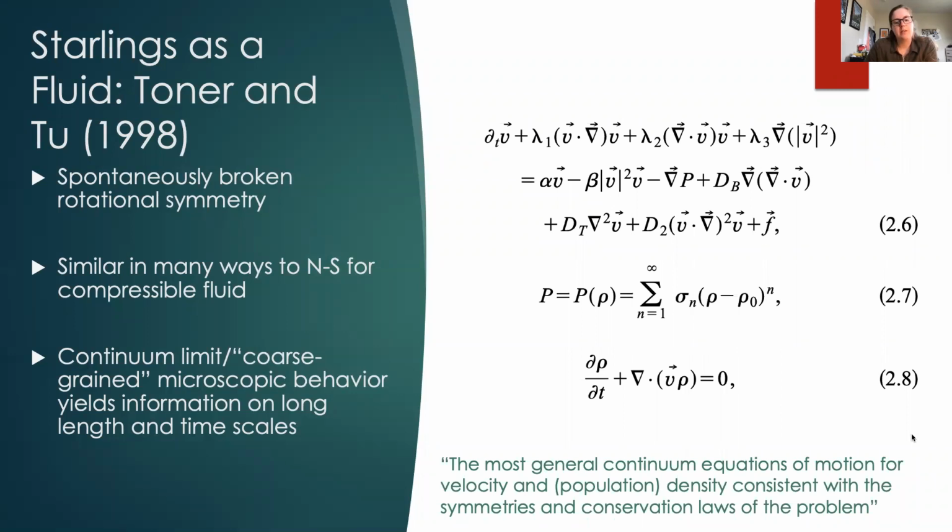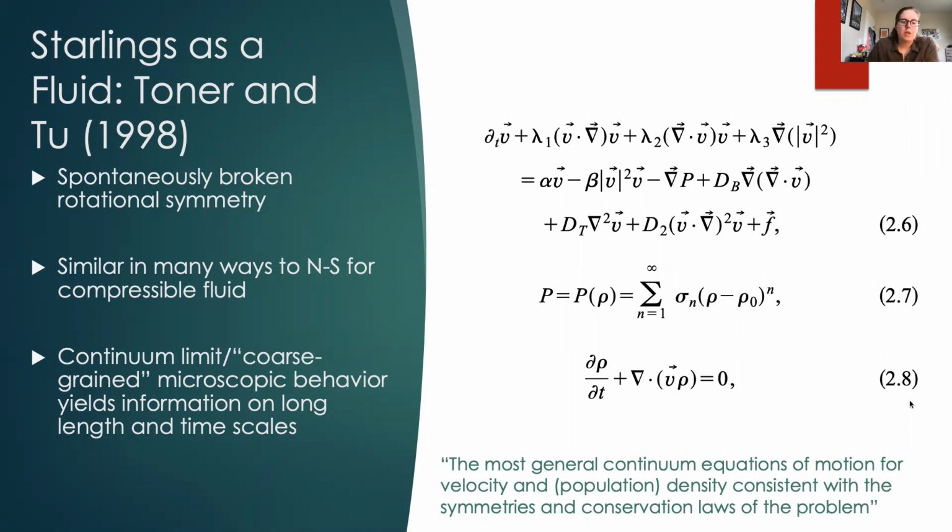And then Toner and Tu come along in 1998 and use a hydrodynamic model to talk about the birds, and they take the continuum limit of these microscopic behaviors to look at long time and length scales. And so what they do is write down the most general continuum equations of motion for velocity and population density that uphold the conservation laws and the symmetries of their problem.